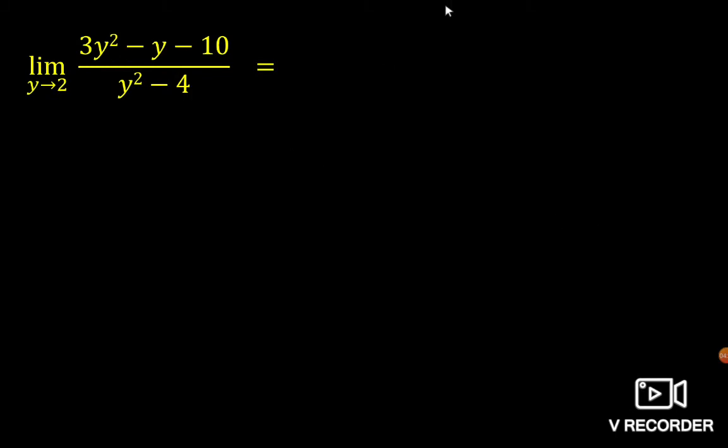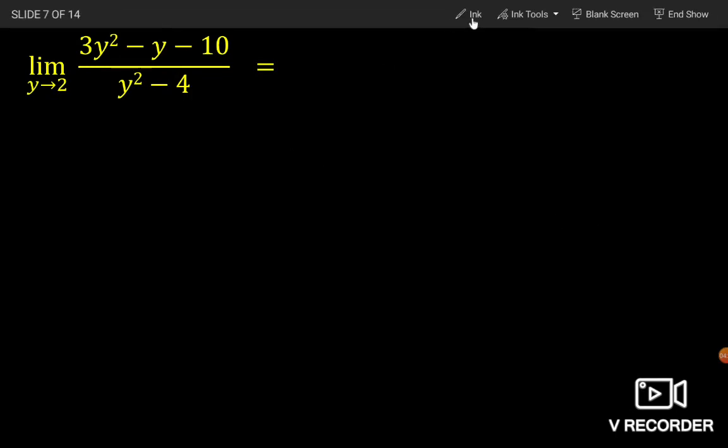Now, we go to another problem. Limit of 3y squared minus y minus 10 over y squared minus 4. So you have a trinomial here divided by a difference of two squares. If you can easily factor this out, no problem. But if you're having problems factoring this, then we have an easy solution for how to do this.